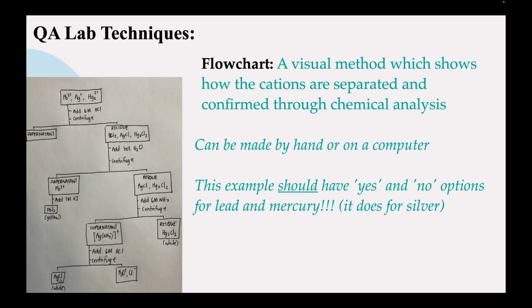Now, this flowchart is not perfect. For silver, if you look at the bottom in the middle, it shows a yes and a no. And if you see a white solid, that confirms you have silver. If you don't see a white solid, then you don't have silver. So that's the yes-no part. This flowchart only shows yes answers basically for lead and mercury. So I would encourage you to have a yes-no part for both the lead and the mercury. If there's any questions about that, let me know.